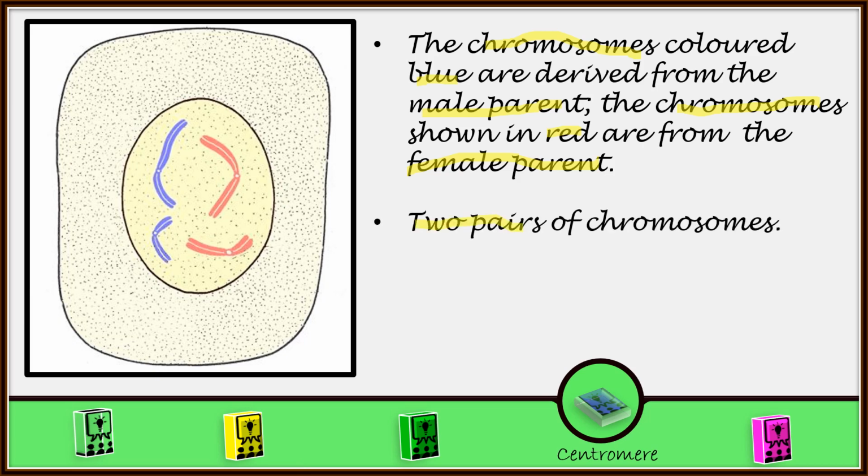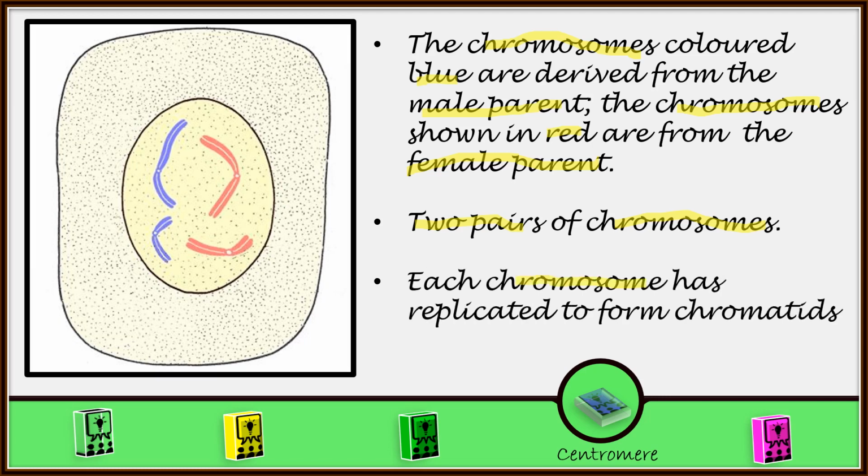There are two pairs of chromosomes. Each chromosome has replicated to form chromatids. Now replication, this is a chromosome. It has divided itself into two to form chromatids. And this one was one chromosome. It replicated and it formed chromatids. The same applies to this one and this one. So we now call them sister chromatids, the two of them, one chromosome with chromatids.